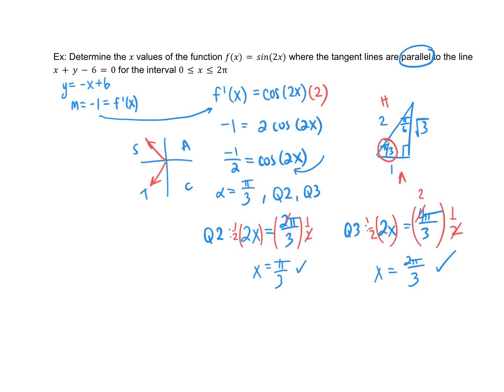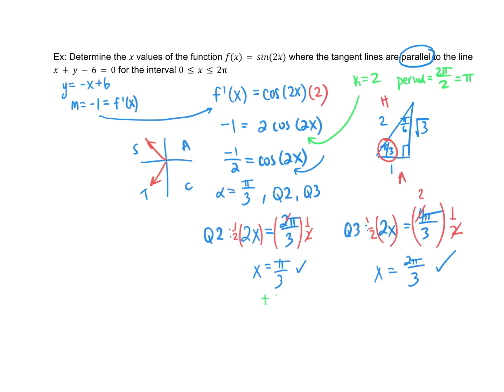But now when I look at these angles, I see, oh, these are quadrant 1 and 2 angles. Maybe there's more because I'm allowed to go all the way to 2 pi. Now, our angle was 2x, meaning the k value was 2. And we know that affects the period of the function. So I can calculate my period quickly with a 2 pi over 2. And I see that this cycle repeats every pi.